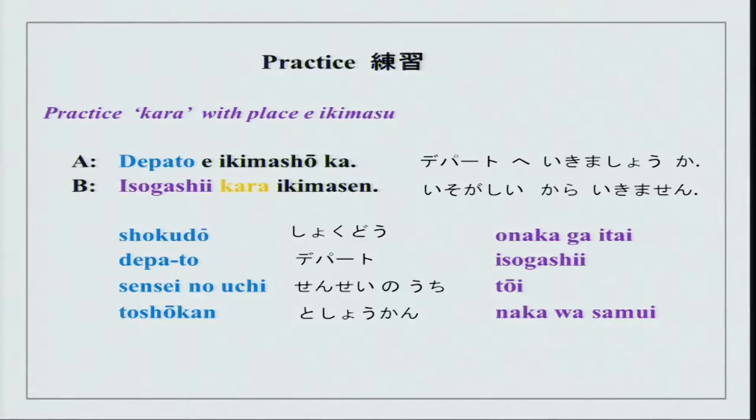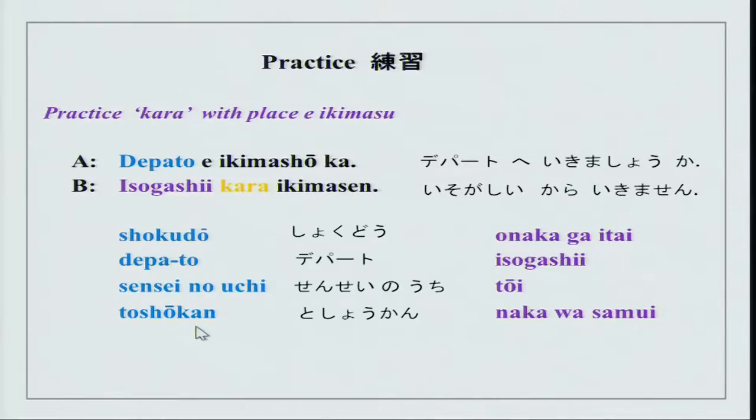Sensei no uchi e ikimashou ka? Isogashii kara ikimasen. Also, you can give different reasons. Shokudo e ikimashou ka? Iie, onaka ga itai kara ima ikimasen. Or, you can also say, sensei no uchi e ikimashou ka? Sensei no uchi wa tōi kara ikimasen. It is very, very far. So, I will not go.